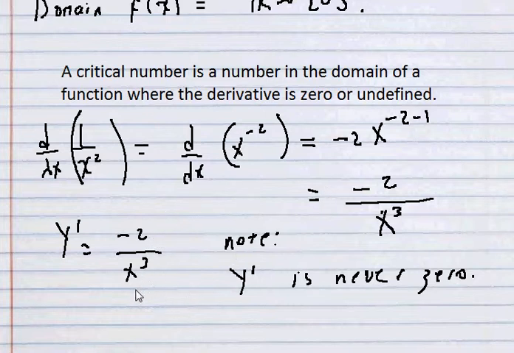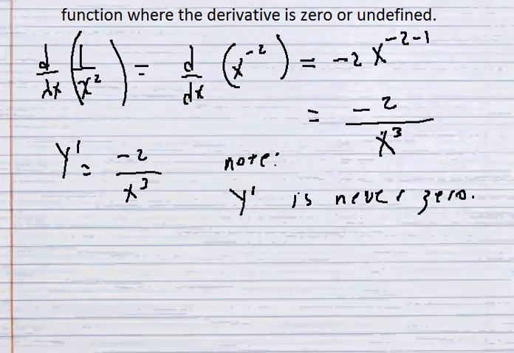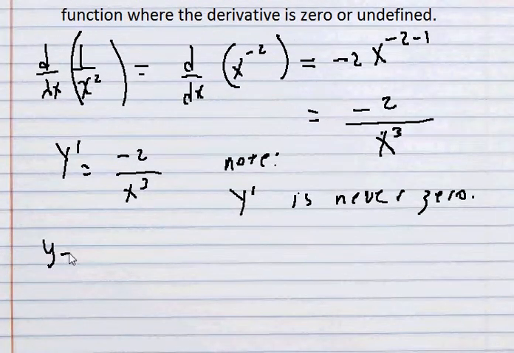Alright, now this function y prime is actually not defined at x equals 0, but we're okay. This is not a critical number because x equals 0 is not in the domain of the function f of x. As we saw before, f of x is equal to 1 over x squared, and its domain does not contain the value x equals 0. So this function, y equals 1 over x squared, has no critical numbers.